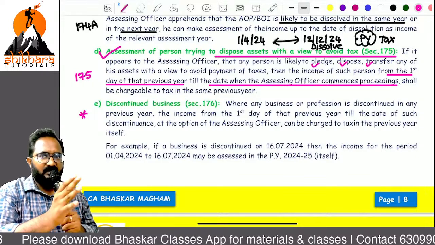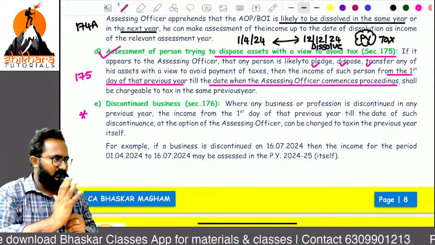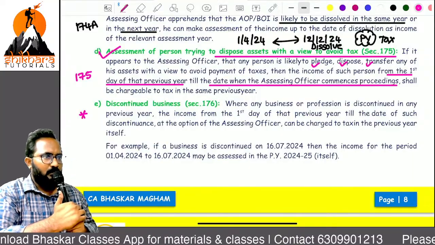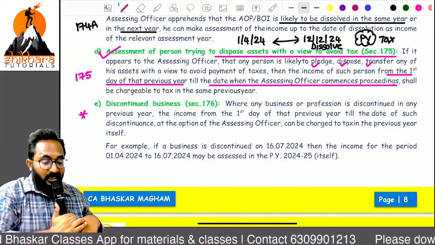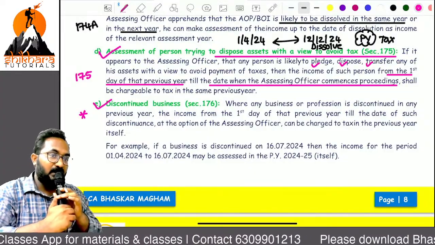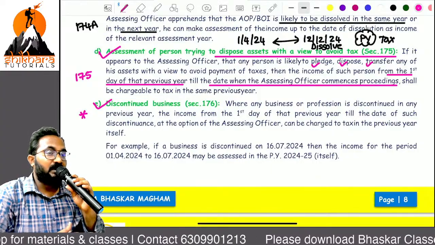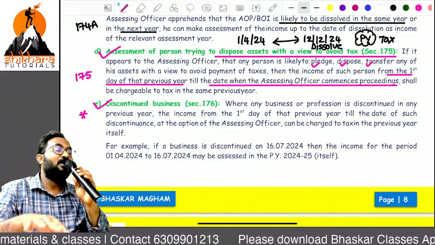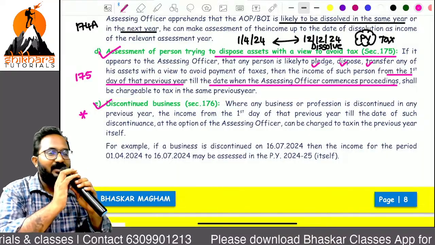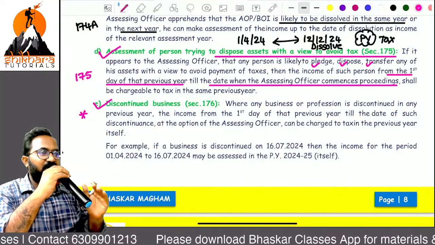During the previous year, just 4 months they ran the business, and on August 15th they are closing it. So for discontinued businesses, what do we have to do? The AO will collect the tax in the previous year only, no need to wait for the assessment year. How will the AO know whether the business is discontinued or not?